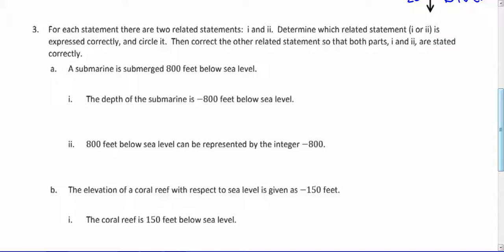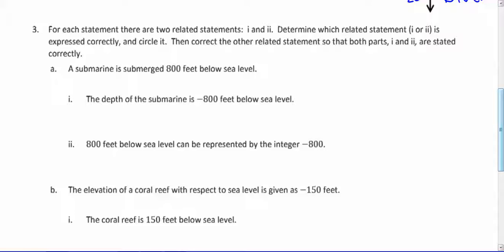We can't have both. For each statement, there are two related statements, 1 and 2. Determine which related statement, 1 or 2, is expressed correctly and circle it. Then correct the other related statement so that both parts 1 and 2 are stated correctly. Essentially, we need to figure out which one's right and which one's wrong, and then fix the one that's wrong, okay? So a submarine is submerged 800 feet below sea level. That's our situation. So the first statement is the depth of the submarine is negative 800 feet below sea level. What do you guys think?